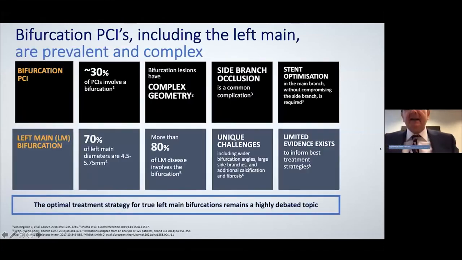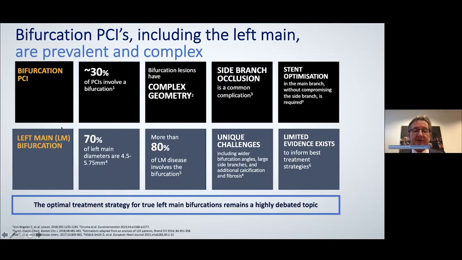And finally, of course, if you go in every day to the cath lab, we have to treat around 20 to 30% of such patients. We have to treat bifurcation lesions. And as we saw in many lectures, and the last lecture from Japan, there was a complex geometry. Side branch occlusion should be avoided, and this is a common complication. And of course, optimal stent optimization is the most important issue.